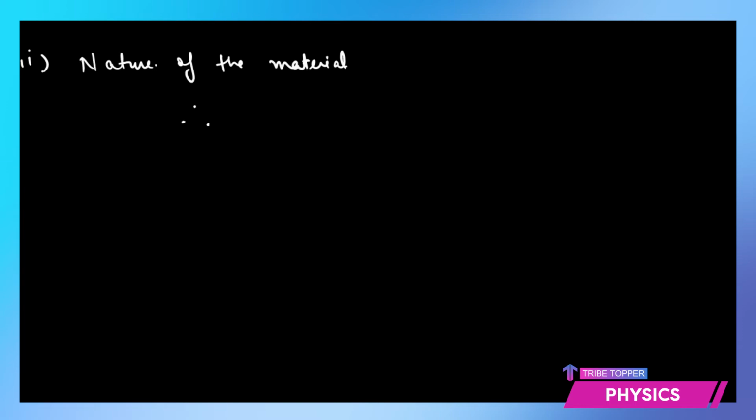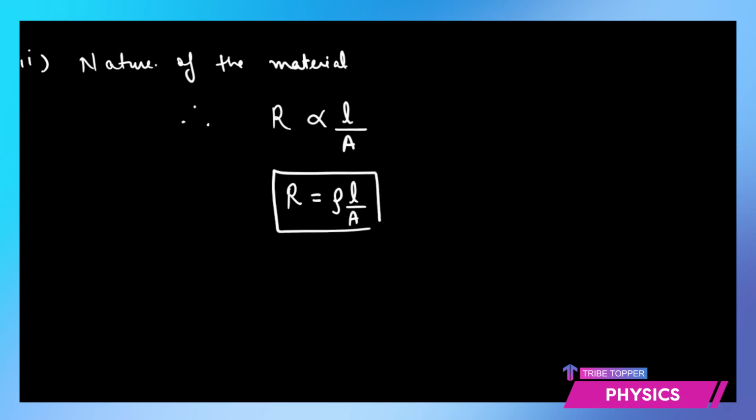Therefore, we would say that resistance of a conductor is directly proportional to L by A, combining the first two factors, so I get R is equal to rho times L upon A. And when we have this rho times L upon A, what is rho? That is known as the resistivity of the conductor. And this resistivity accounts for the third factor, that is the nature of the material.